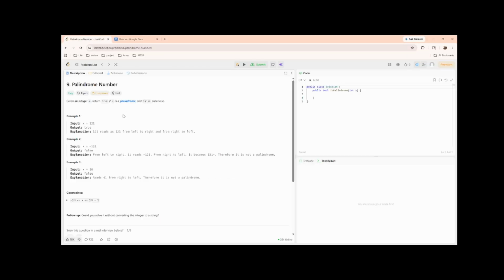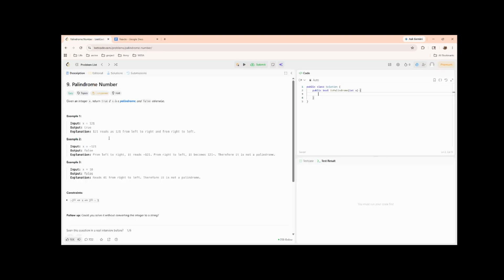Next problem is number 9, palindrome number. Given an integer x, return true if x is a palindrome and false otherwise. So I think it's a very simple palindrome question that happens to involve a number and not a string that we're used to.